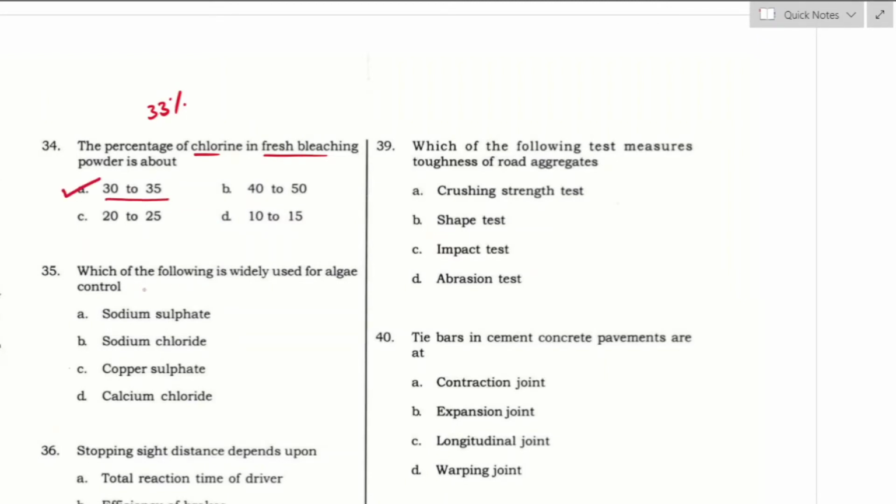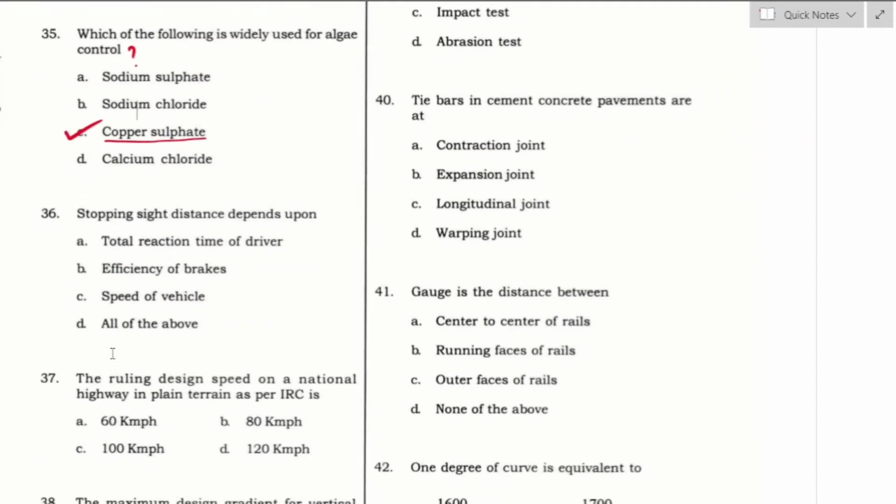Question number 35. Which of the following is widely used for algae control? For controlling the algae, the most commonly used is copper sulfate, because it is a granulated algaecide, great for treatment of ponds and lakes, and also for treating the areas to eliminate the swimmer's itch. So copper sulfate is most commonly used to control the algae. Option C is the right answer.